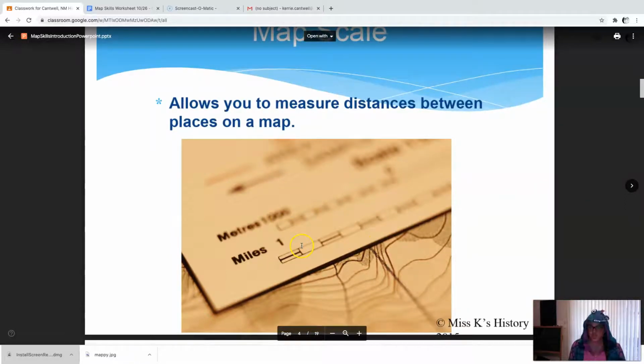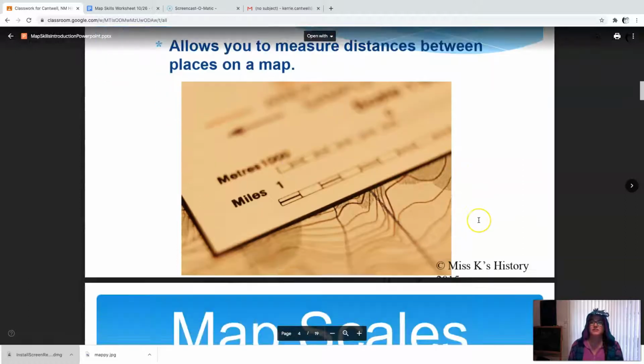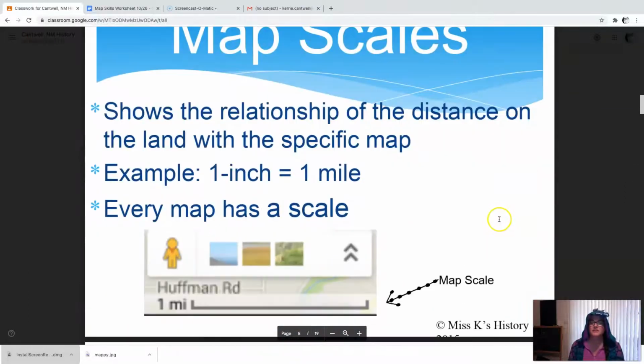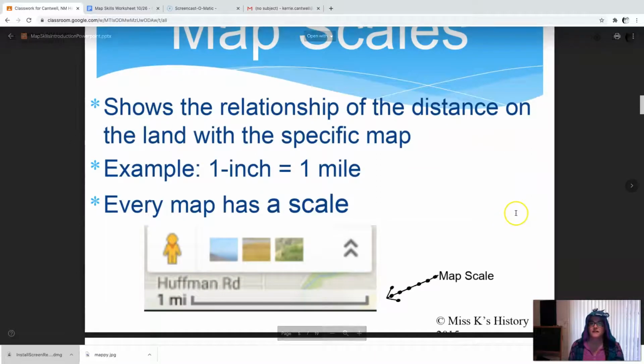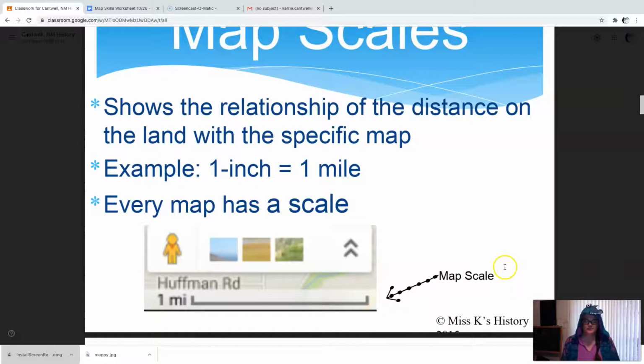Here's something that everyone is having trouble with, a map scale. Every map should have a little tiny line or something that says this length equals 1 mile. So it's called a scale. It allows you to measure distances between places on a map, and it shows the relationship of the distance on the land with a specific map. So here's a map scale. This space right here equals 1 mile on this map. Every map should have a scale. The worksheet that we did last week did not have one. Total bummer. Usually it's about an inch.